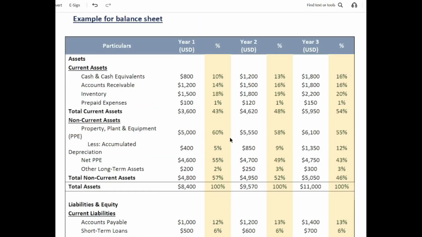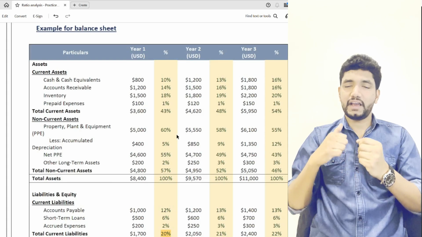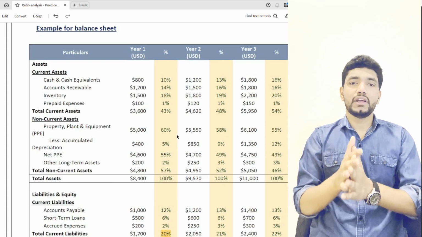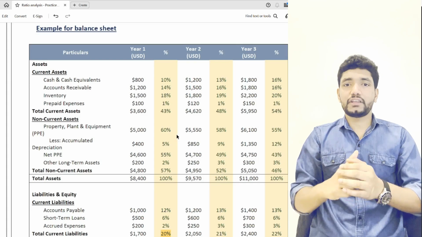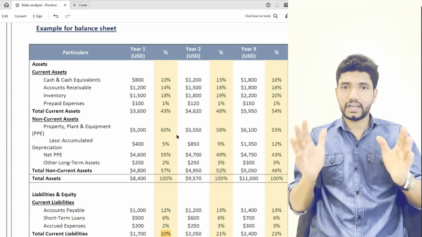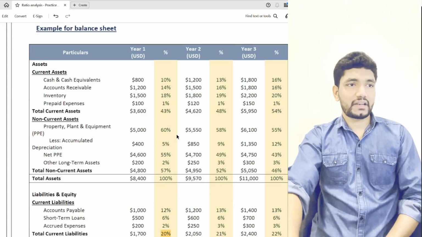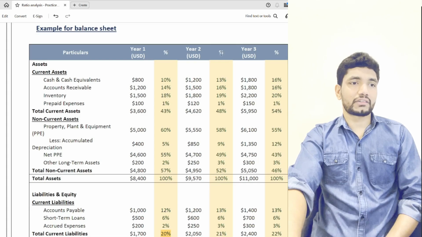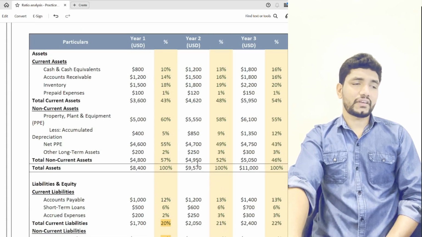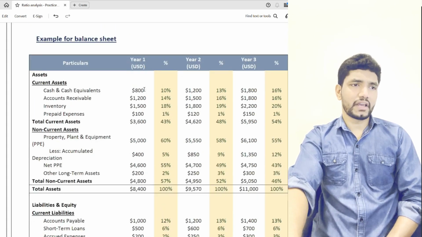So in this way, you can see this balance sheet is prepared as a vertical analysis balance sheet. So all other components of the balance sheet are expressed as a percentage of total assets. And also when we are making a comparison like this from year 1, year 2 and year 3, you can get really an insight into how each component is behaving from year to year.